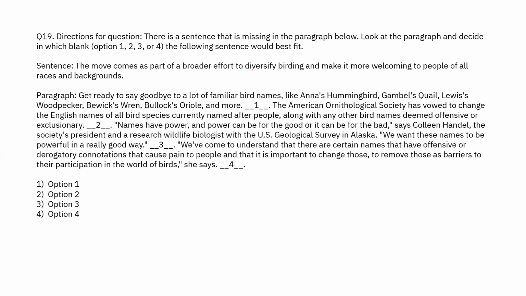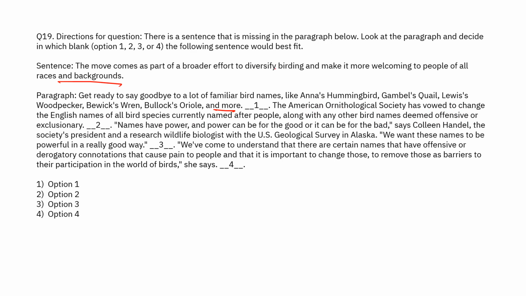All right. The move comes as a part of a broader effort to diversify birding and make it more welcoming of all people of all backgrounds and races. Get ready to say goodbye to a lot of familiar bird names like Anna's hummingbird, Gambel's quail, Lewis's woodpecker, Bullock's oriole, and more. The move comes as a part of a broader effort to diversify birding and make it welcoming to all people. The American Ornithological Society has vowed to change the English names of all bird species currently named after people, along with any other bird names deemed offensive or exclusionary.